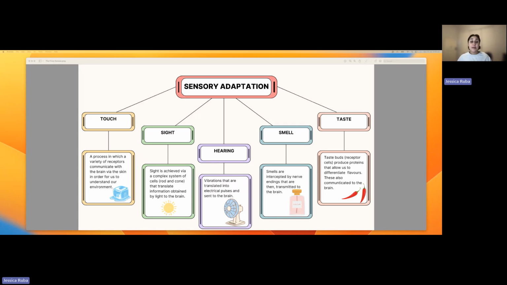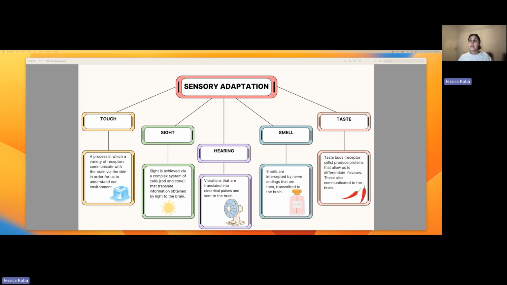Smell. Smells are intercepted by nerve endings that are then transmitted to the brain. Now, an example of this using the image here is buying a new perfume and using it for the first time. Now, as you continue to use it for a long period of time, it starts to get difficult to actually recognize that smell. Others might be able to, but us ourselves, it becomes significantly harder. An example of sensory adaptation.